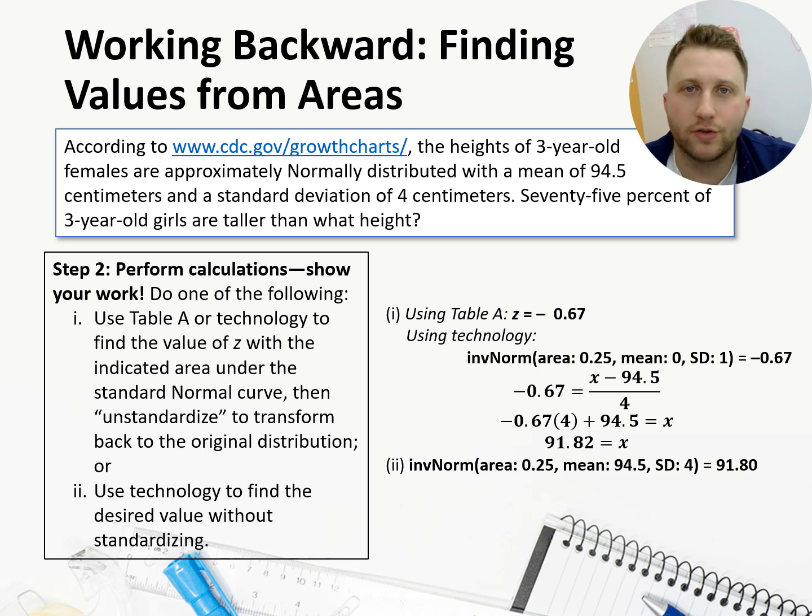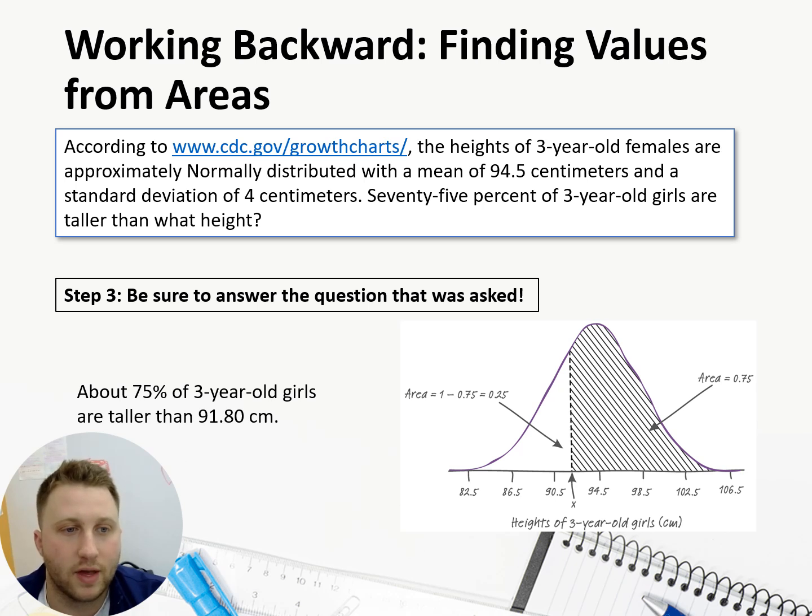Again, most of our calculators don't have the tail parameter, they're left-tailed. And so you're going to want to draw that distribution so that you can see that the boundary value has 25% of the values to the left of it. And either, again, you can use invNorm or you can use Table A. In either scenario, you'd get your correct answer. In this case, we find out that 75% of 3-year-olds are taller than 91.8 centimeters. That's the same as saying that 25% of 3-year-olds are at or below 91.8 centimeters.